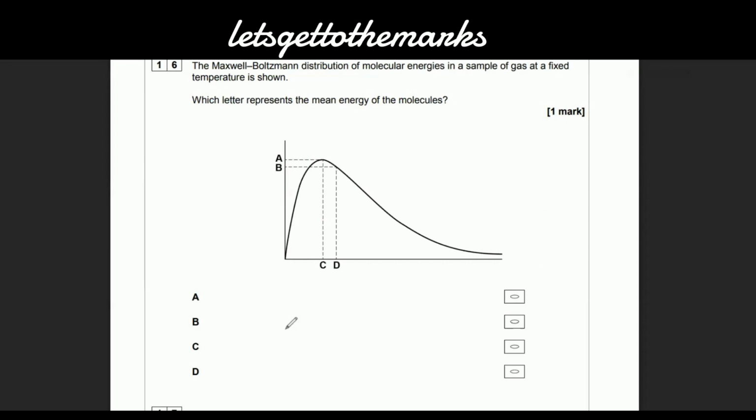Hold on. Number of molecules is up here and energy is along the bottom. So if you're wondering whether it's A, B, C or D: you're getting more energetic as you go along the bottom, and the number of molecules increases going up. So when we're talking about energy, it has to be C or D. C is the most probable energy that a molecule has, and D is the mean, which is next to it. There we go. D is the correct answer.